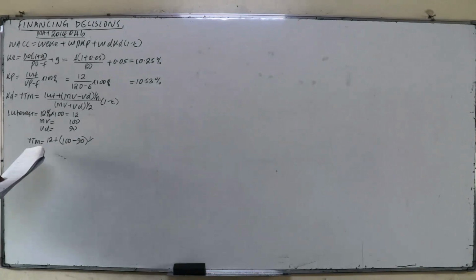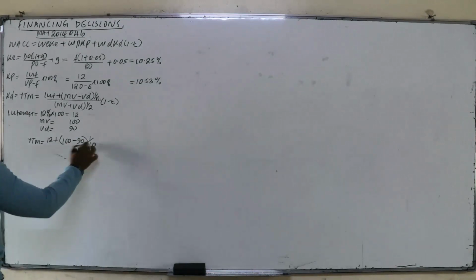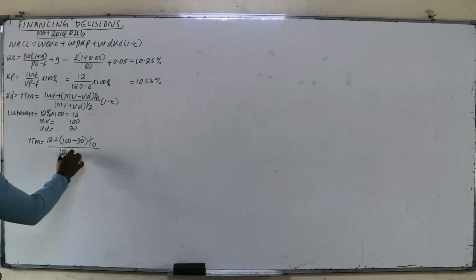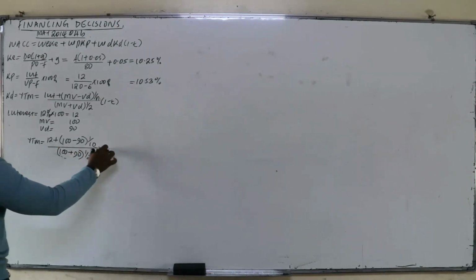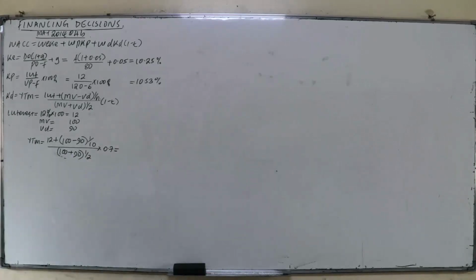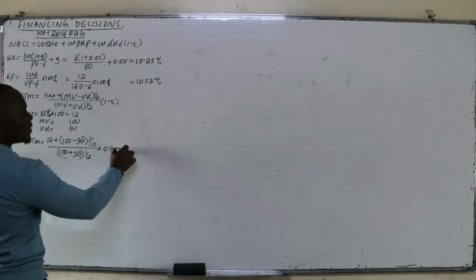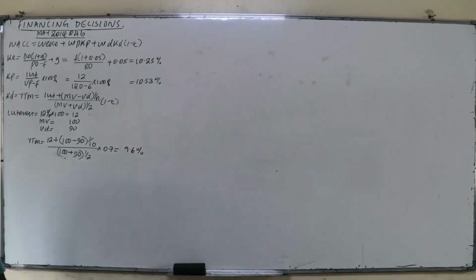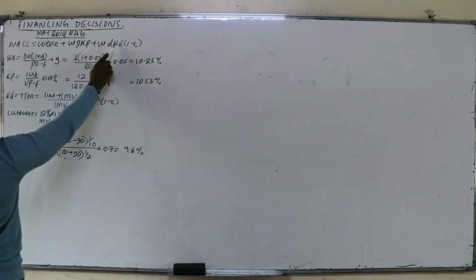N we are told is 10 years. Good. Then you divide by 100 plus 90, you get the average. 1 minus is 0.7. In this case, we're given the tax rate. That one you take 13, you divide by 95 times 0.7 times 100. 9.6. 9.6%. So now we have the cost of equity, cost of preference, cost of the debt.